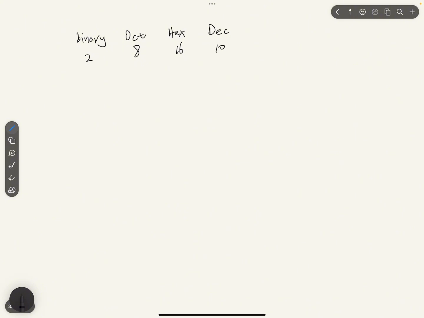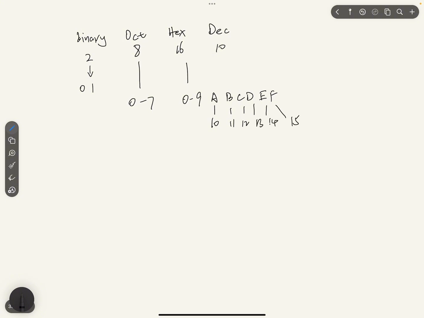For binary, it's base 2, so we only have zeros and ones. For octal, we have 0 to 7. For hexadecimal, we have 0 to 9, and after 9, we use A, B, C, D, E, F. They represent 10, 11, 12, 13, 14, and 15. And for decimal, we have 0 to 9.